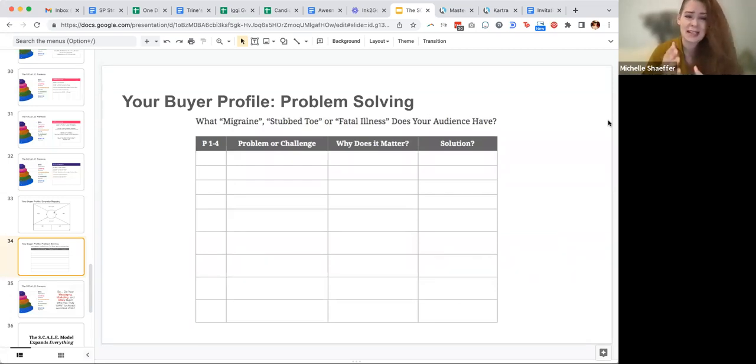All I want is for you to give me the pill or the prescription or the shot that is going to make it go away. And I'm willing to pay for that. So you want to really look for what is that migraine or fatal illness level problem that you can speak to, so that you are really getting the right people's attention at the point where they're ready to make a decision, right?